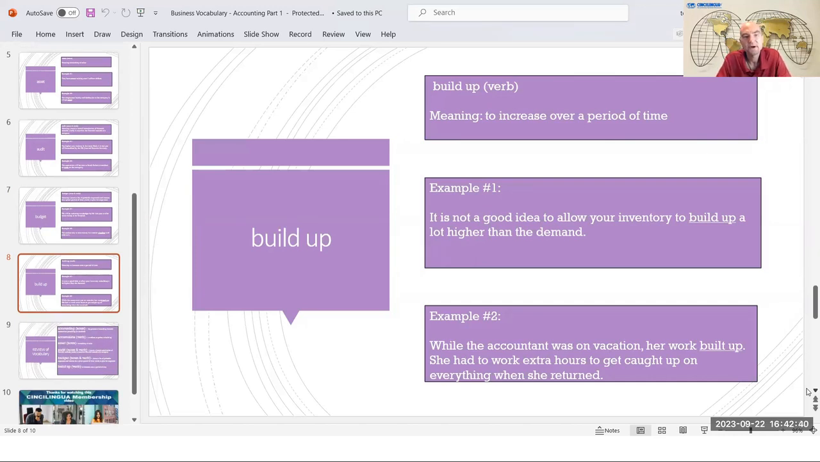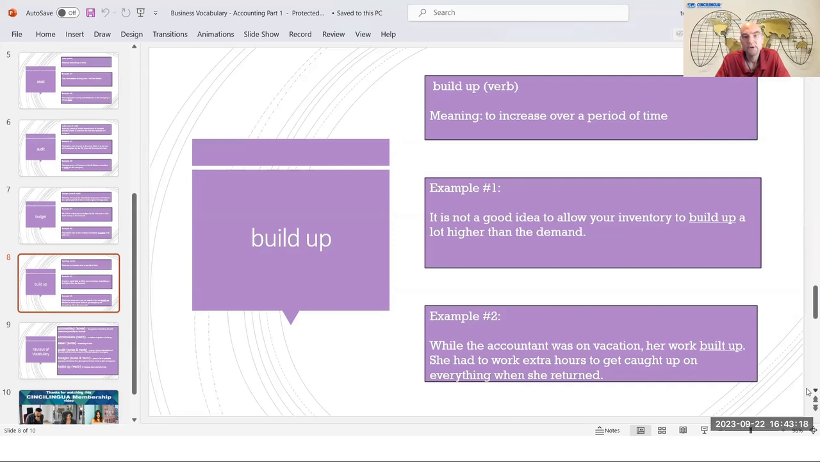Okay, now we have this phrasal verb, to build up. A phrasal verb is a verb that is followed by at least one preposition. And this is an example of a phrasal verb. And it means to increase over a period of time. Now, a synonym for this is accumulate, which we saw earlier in this same video.